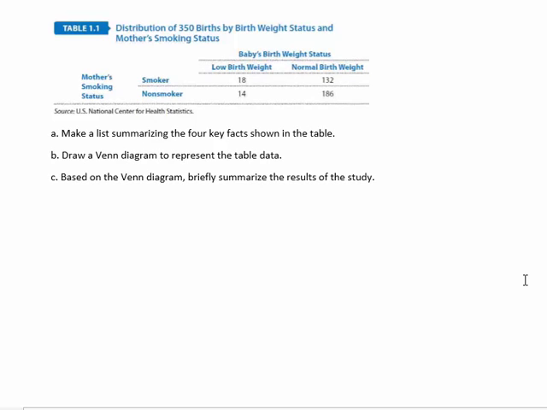We're going to look at a two-way table here. Okay, so let's first start by taking a look at what the numbers tell us, and then we'll talk about how we can sketch a Venn diagram illustrating this. So let's start with babies born with low birth weight and smoker mother. So low birth and mom smokes.